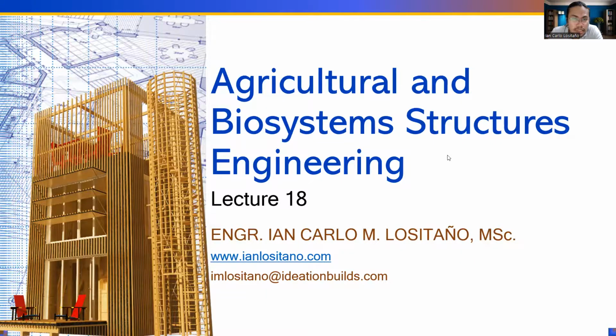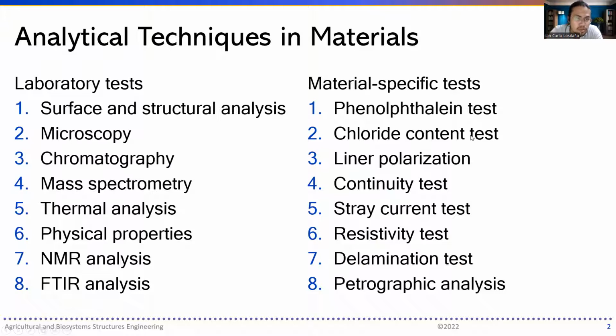Here, we discuss the different laboratory tests identified. We have the generic tests of surface and structural analysis, microscopy, chromatography, mass spectrometry, thermal analysis, physical properties, NMR analysis, and FTIR analysis. There are also material-specific tests. We have eight here as well: phenolphthalein test, chloride content test, linear polarization, which are three of which are for concrete.